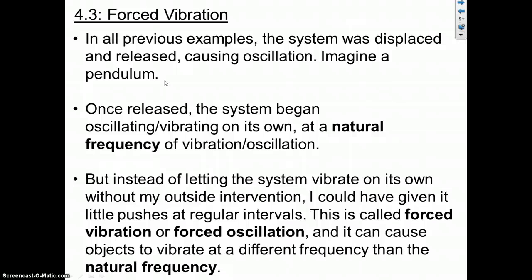But instead of letting the system vibrate on its own without my outside intervention, I could have given it little pushes at regular intervals. I could have bumped that pendulum every 0.5 seconds. And when I bump it in that way, when I cause it to change directions, we call that forced oscillation or forced vibration. And it's possible to do this in such a way that the object vibrates or oscillates at a different frequency than the natural frequency.